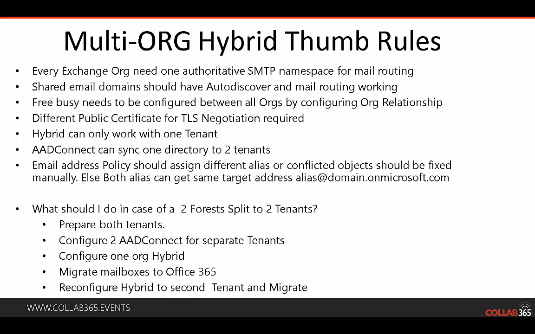A different public certificate for TLS negotiation is required. You cannot use one certificate in two different orgs. Then hybrid can work with one tenant only. It cannot be configured to connect to two Office 365 tenants. Then AD Connect can sync one directory to two tenants. That's a capability. Then the email address policy should assign a different alias, or conflicted objects should be fixed manually.